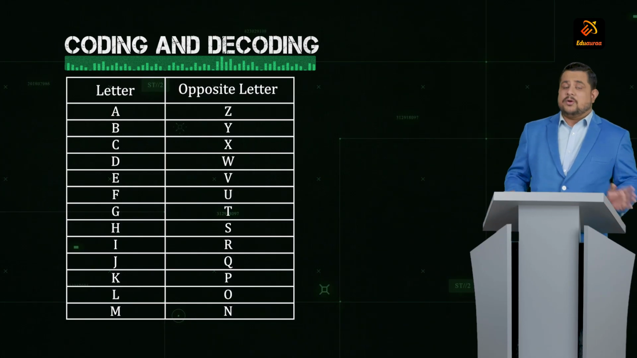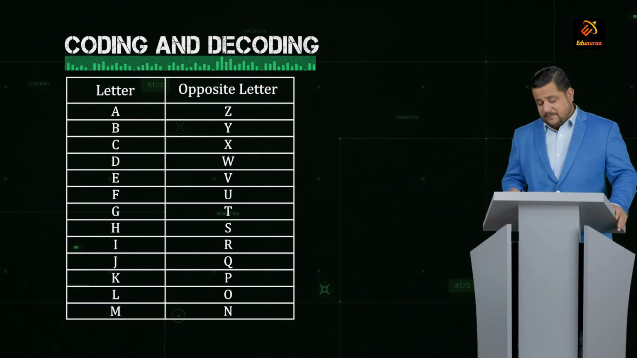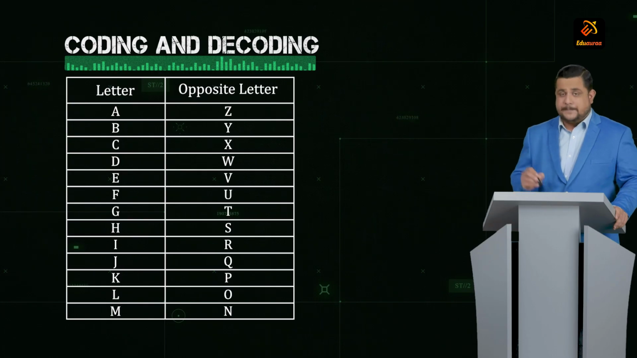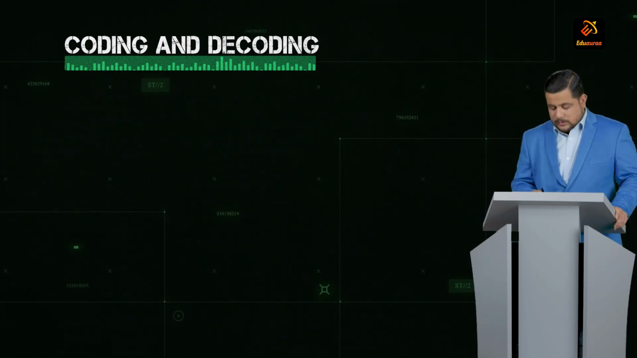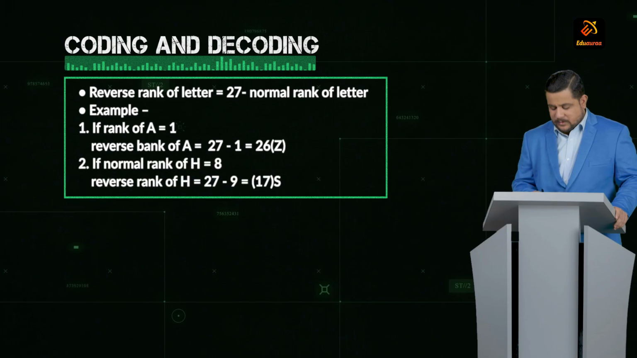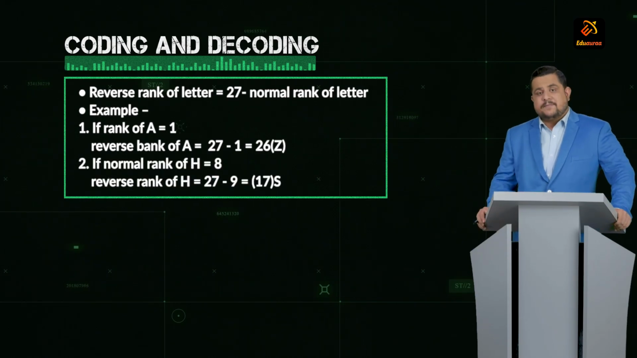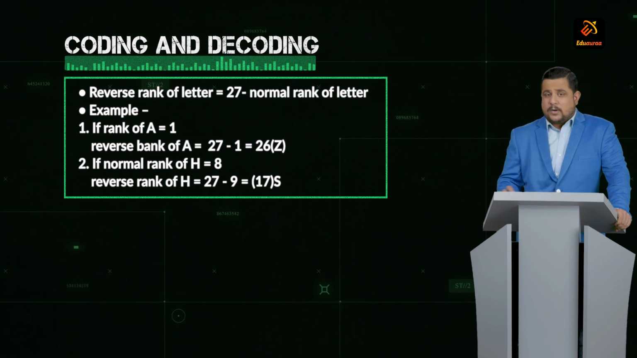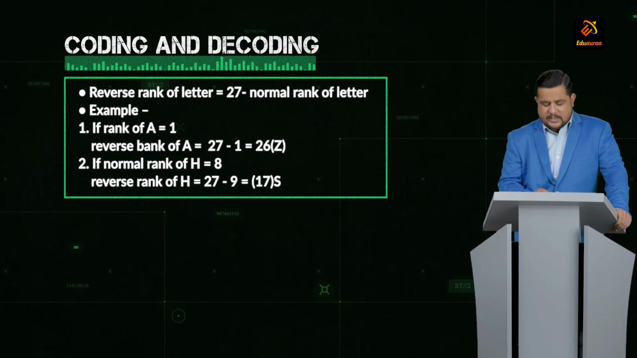So this is the scenario which you have to keep in your mind. If you are still unable to recall, then you can use this formula. 27, you just have to keep in your mind, and the normal rank of the letter. Suppose A is there. What is the reverse ranking of A? The reverse ranking of A will be 26, but the normal rank is 1.